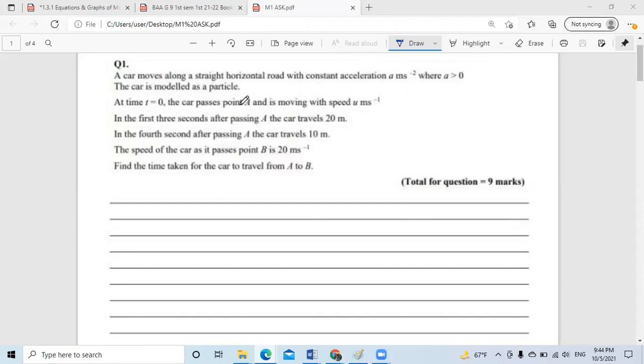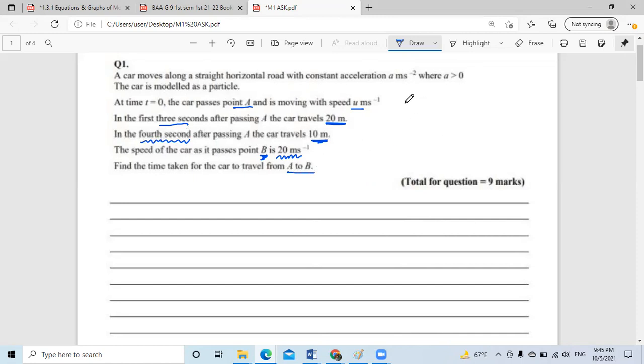At time equals 0, the car passes the point A and moves with the initial speed u. In the first 3 seconds after passing A, it moved a distance of 20 meters away from A. In the 4th second, that means an extra 1 second after the first 3 seconds, the car moved another 10 meters. The speed of the car as it passes the point B is 20 meters per second. Find the time taken for the car to travel from A to B.